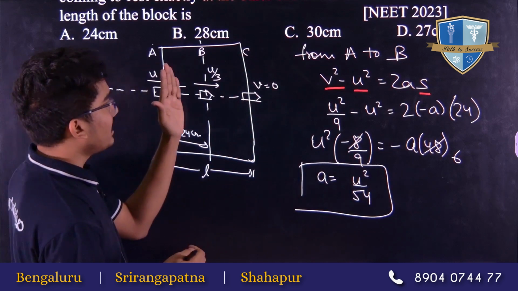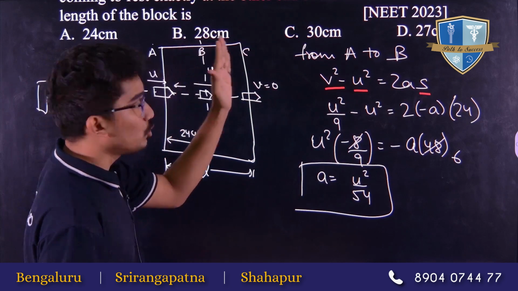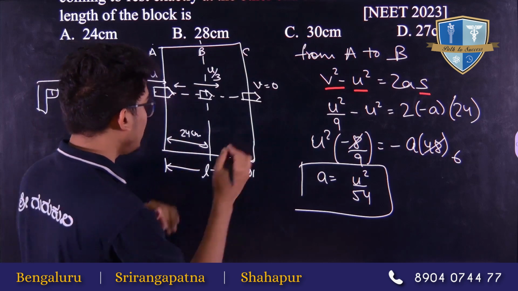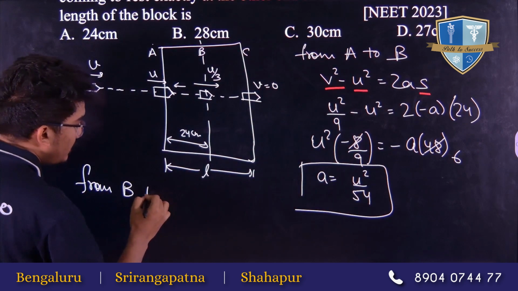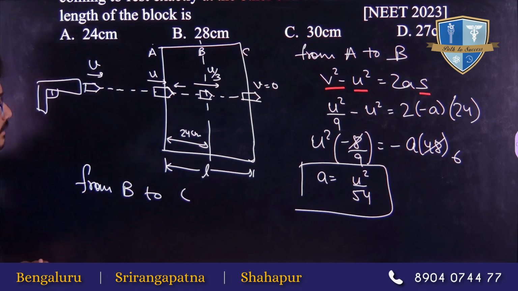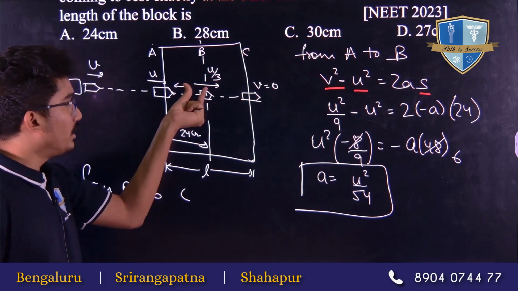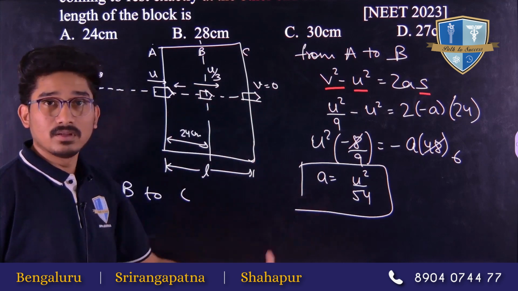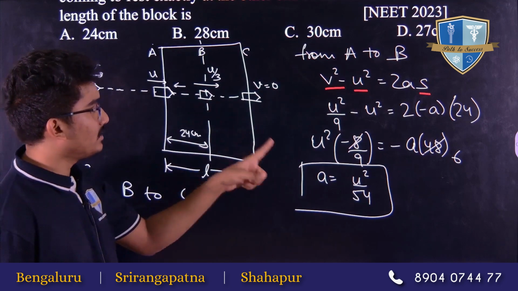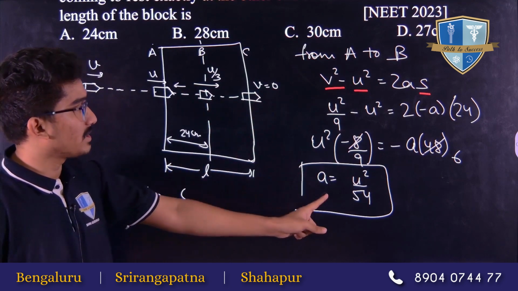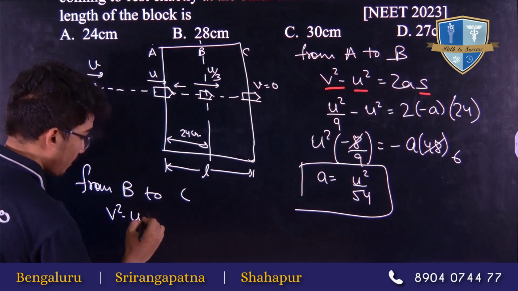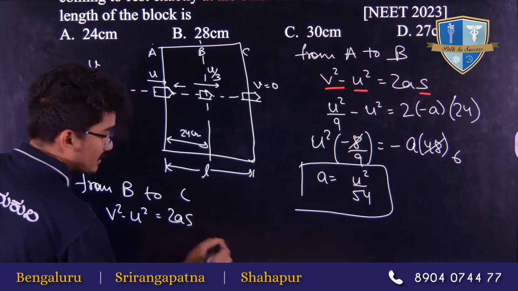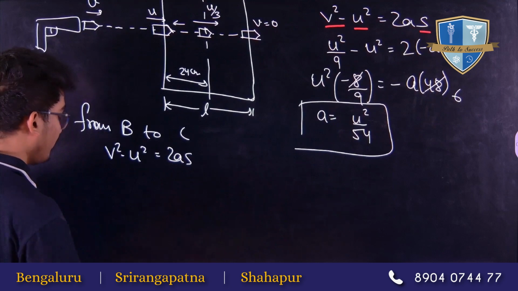Now we'll study from event B to C, when the bullet is traveling from B to C. Again we know the final velocity, we know the initial velocity, and we have the acceleration. Any formula in which all these three things are present, final velocity, initial velocity and acceleration, is again the same formula, which is v square minus u square is equal to 2as. But this time the conditions are different.